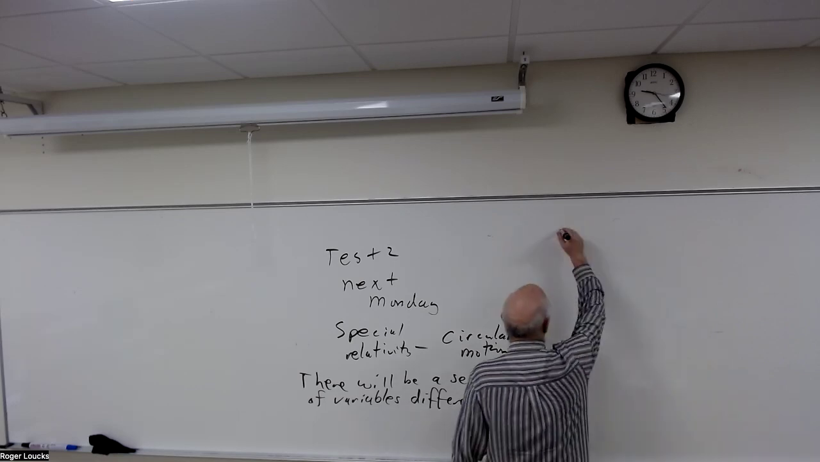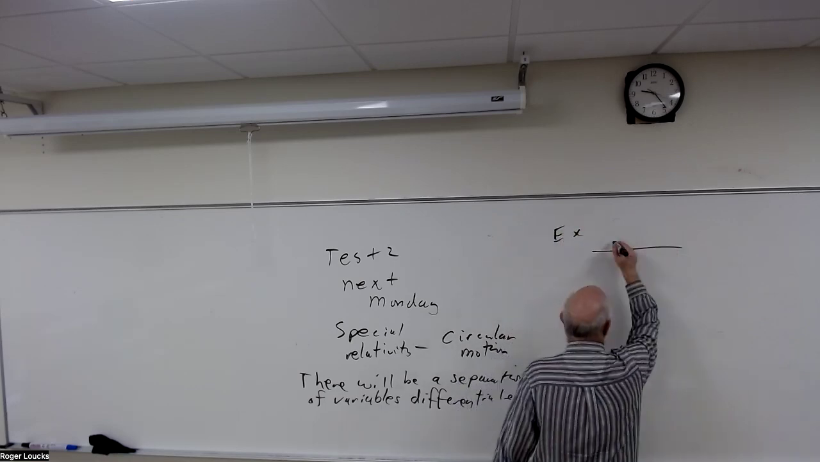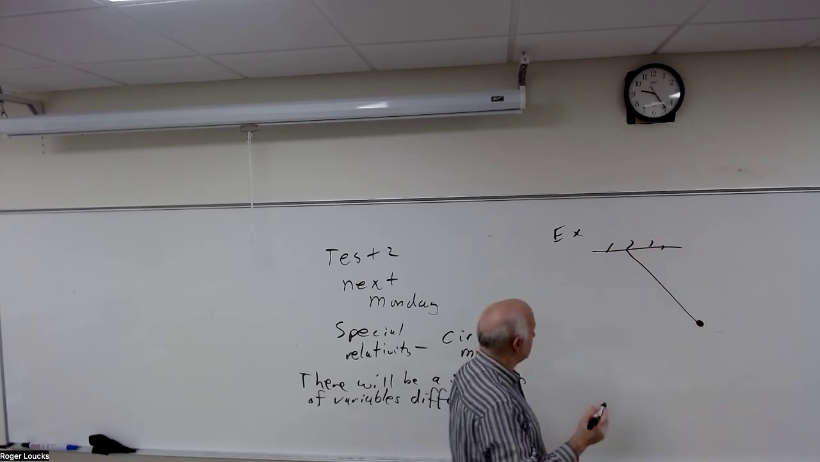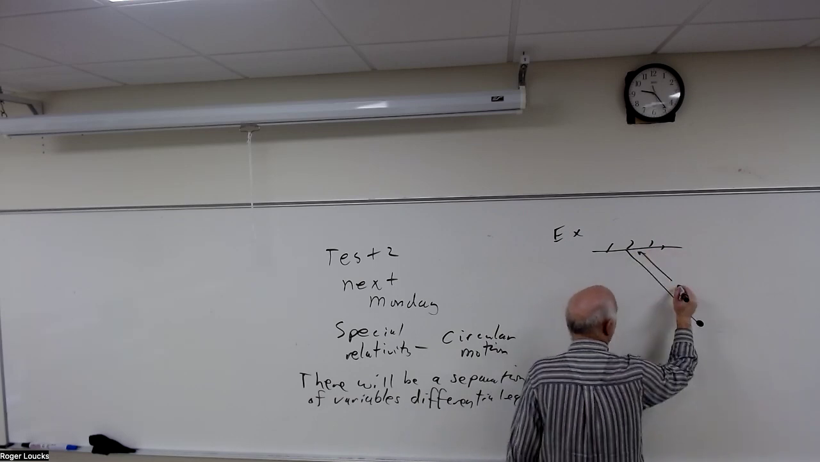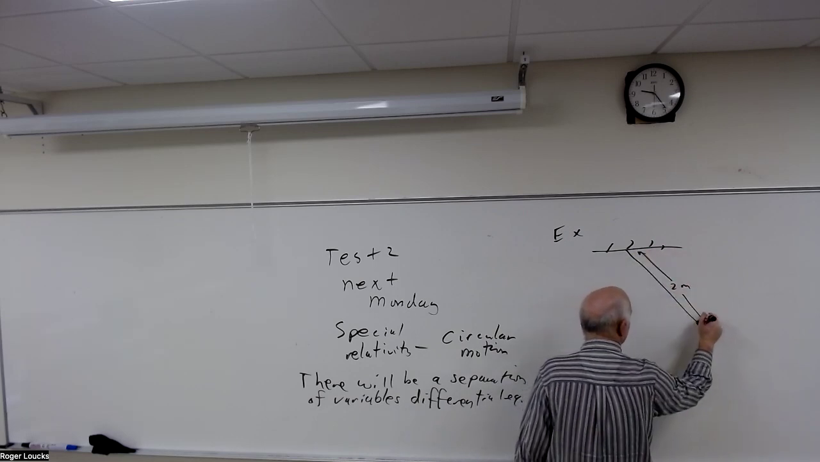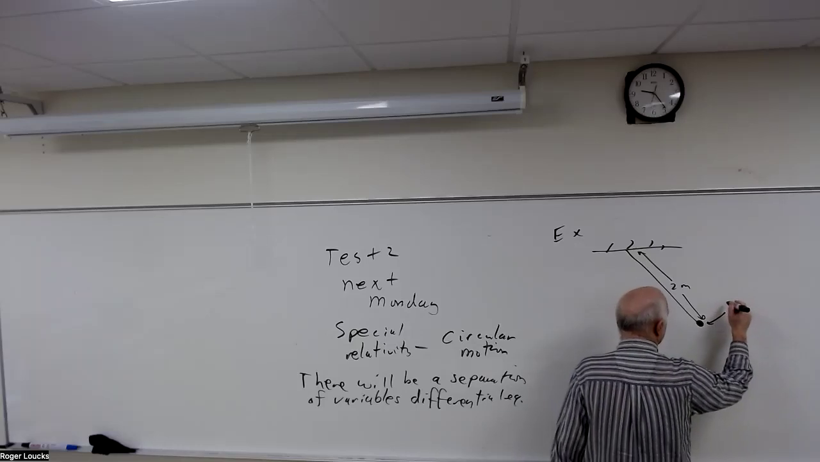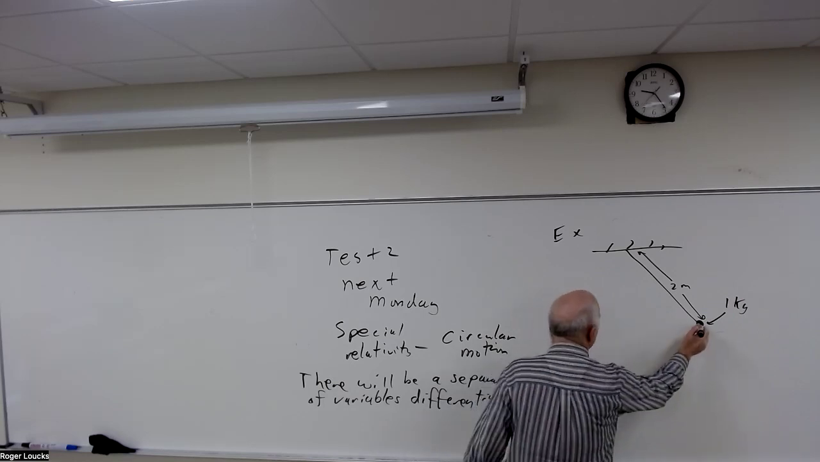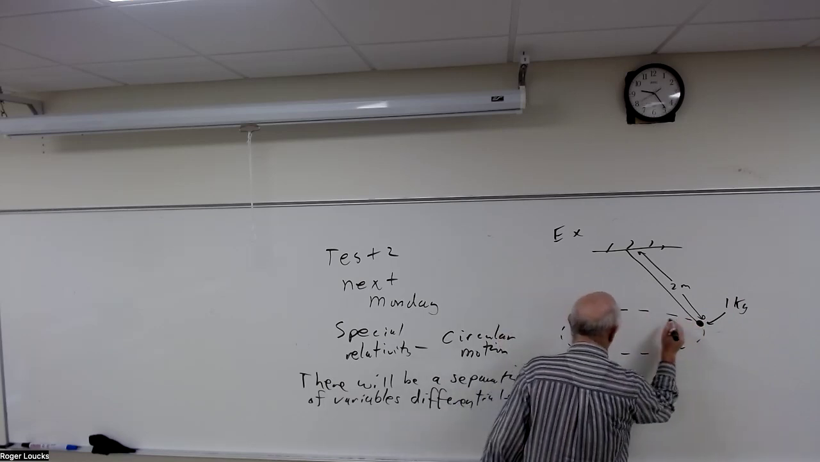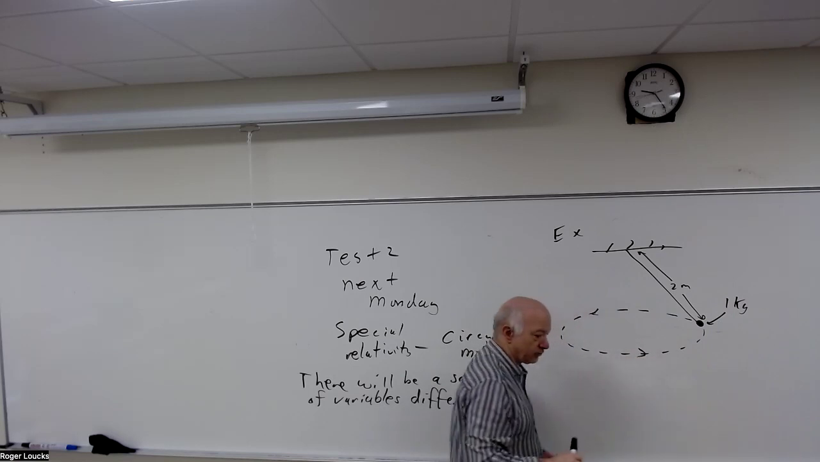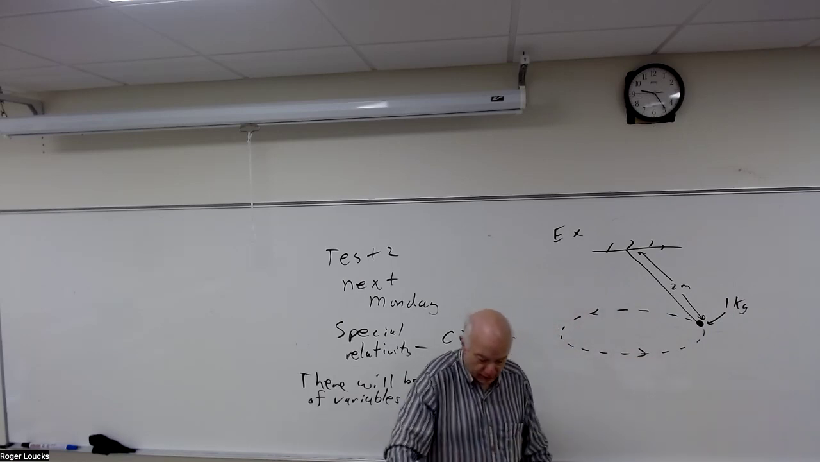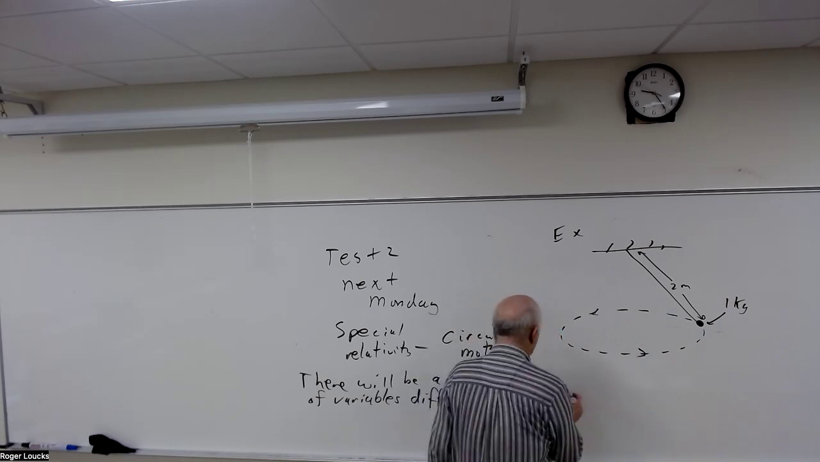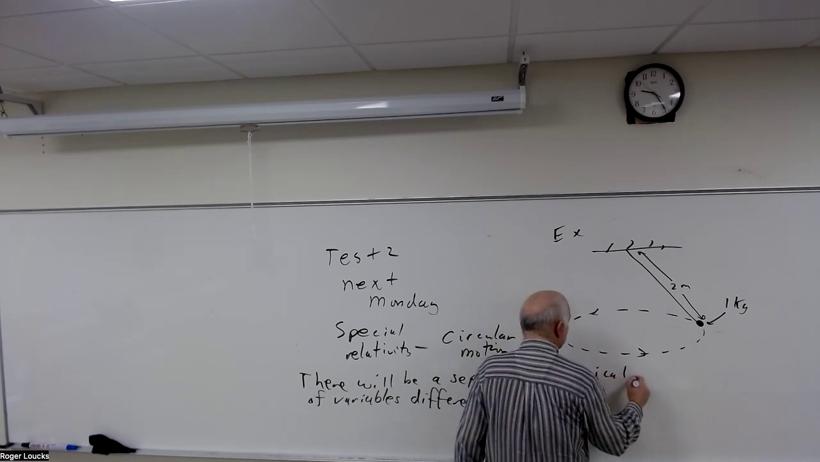So let's do a classic question here. I have a string here like this. Here's a mass. Let's say this string has a length of 2 meters. Let's say this mass here is going to be 1 kilogram. And this is going to spin in a circle like this. So it spins in a horizontal circle like that. If you want the fancy name for this, this is called a conical pendulum.